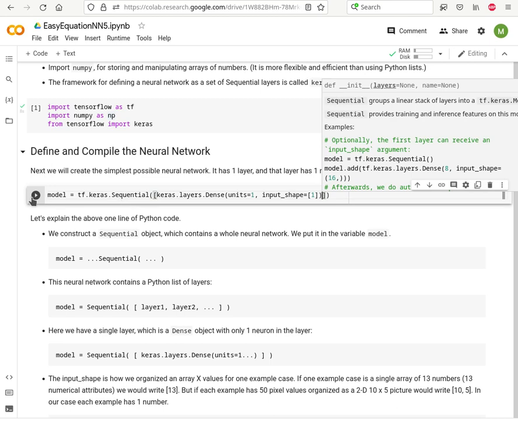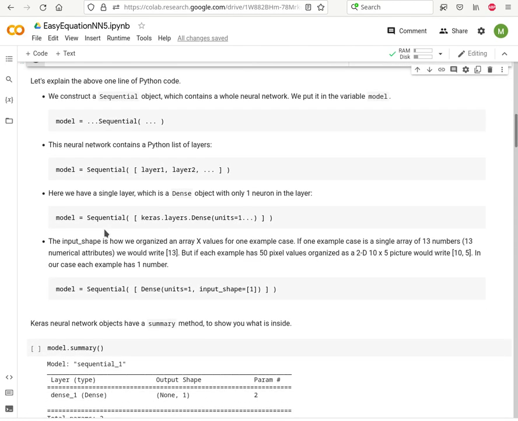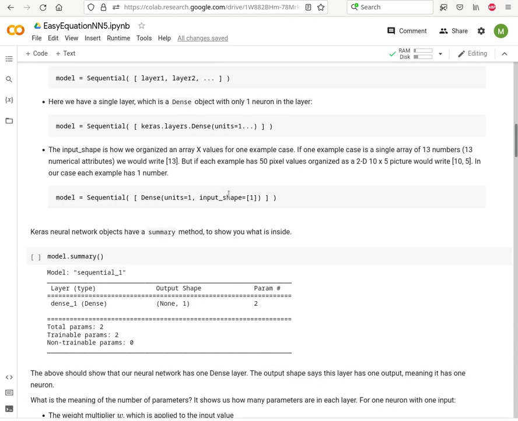So this cell calls the constructor, makes a neural network object. That neural network object contains one neuron, which is expecting one input. And that's it. And all the comments in this notebook explain what I just explained to you verbally, so you'll have that written down.